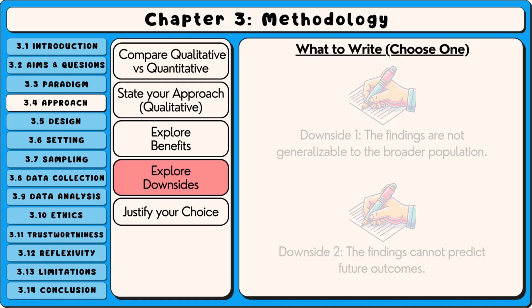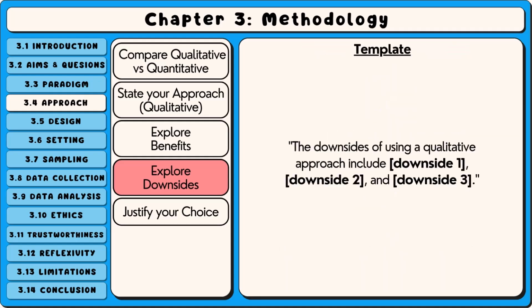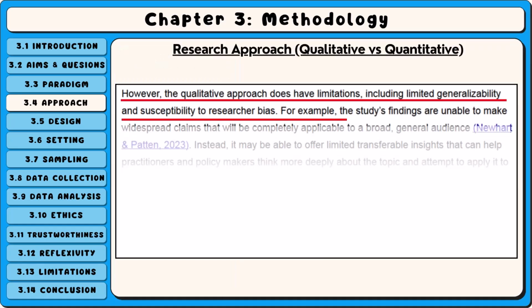Next, explore some downsides of your choice. Two downsides are that qualitative research does not lead to generalizable findings, and that qualitative research cannot predict future outcomes. Here's a template. The downsides of using a qualitative approach include downside 1, downside 2, and downside 3. Here's a sample. However, the qualitative approach does have limitations, including limited generalizability and susceptibility to researcher bias.